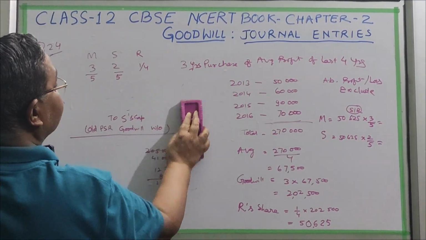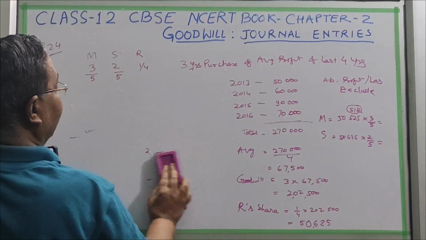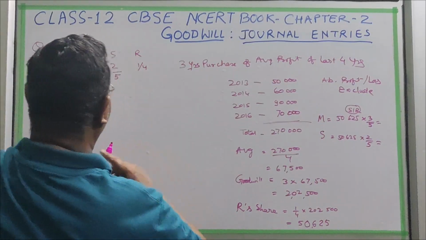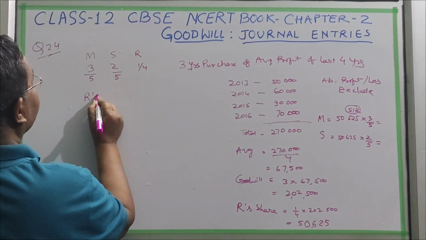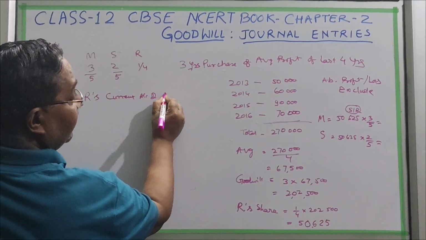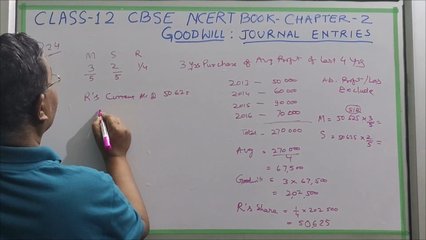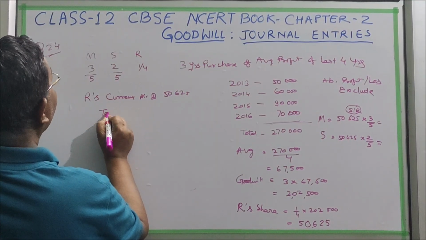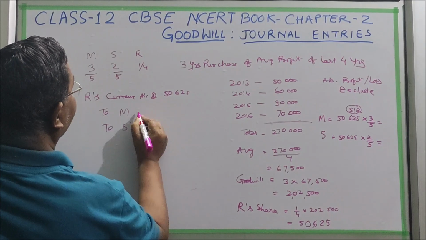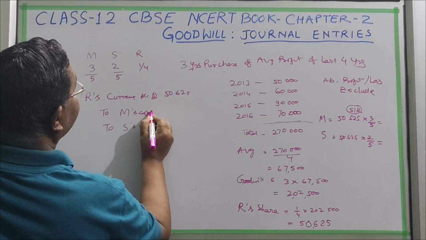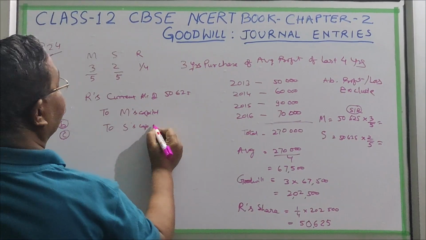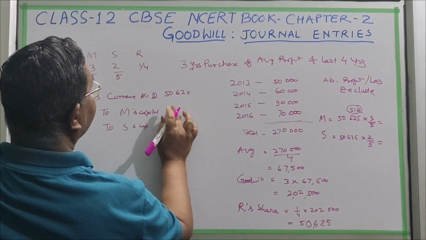Now the question is, he does not bring his share of goodwill. So his share of goodwill was 50,625. So debit Ramlal's current account 50,625, to M's and S's capital account. This is for all the A option, B option and C option. This entry will work. Here you have to write the rupees.